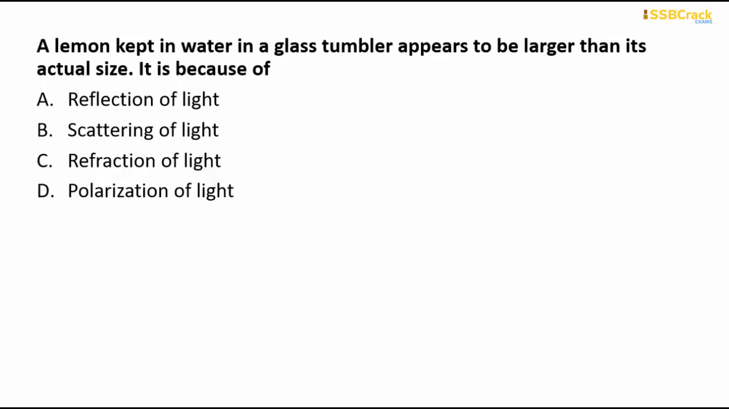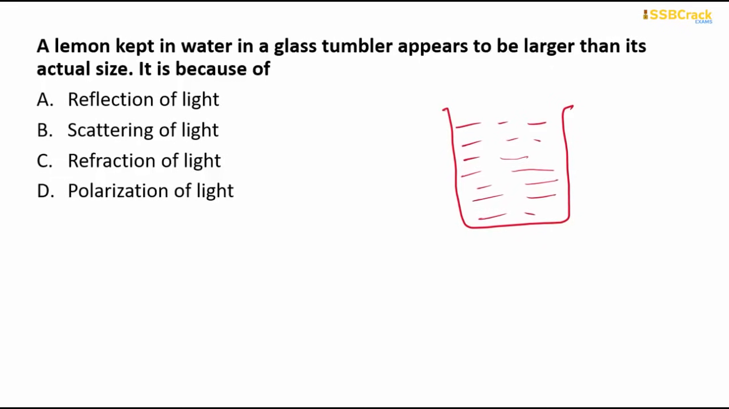You can even see this. For example, you can take a simple glass tumbler and fill it with water. If a lemon is kept inside, and you watch it from some particular point, the lemon will appear a little bit bigger. So why does it appear a little bit bigger?